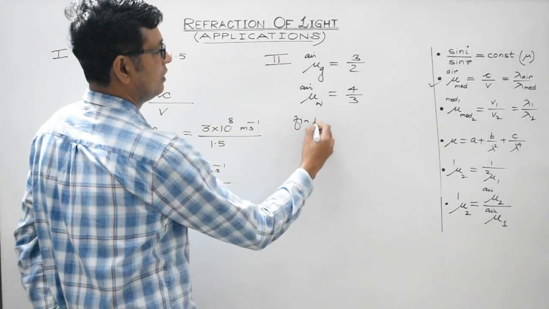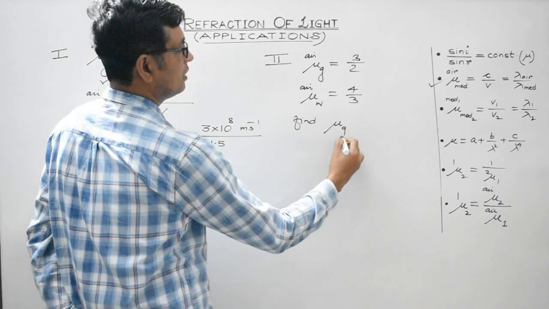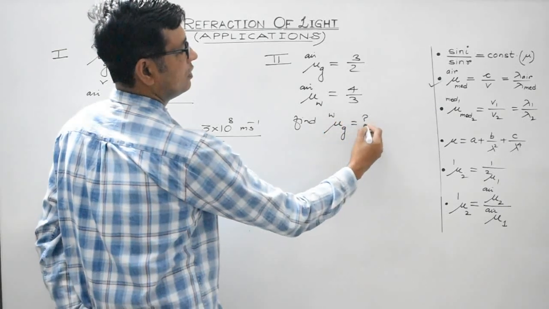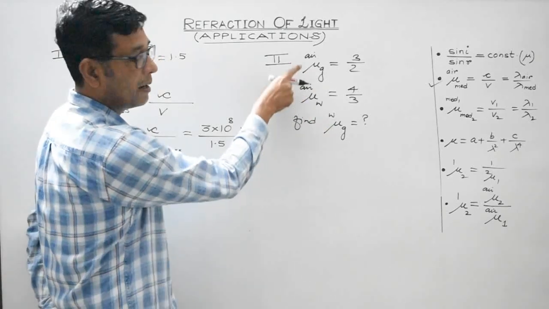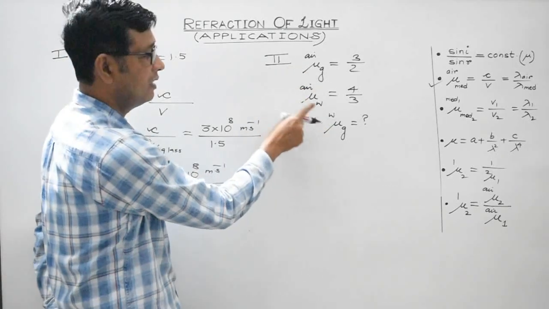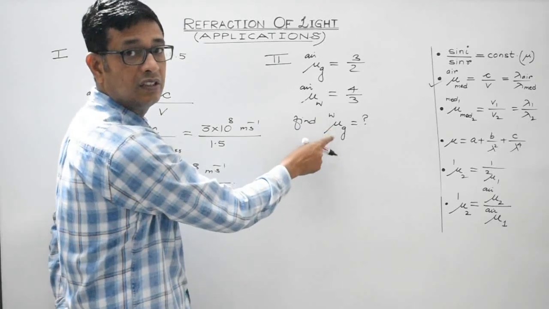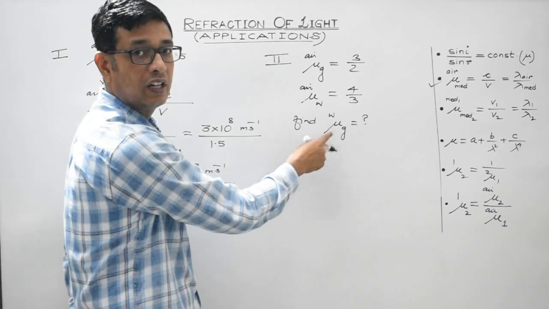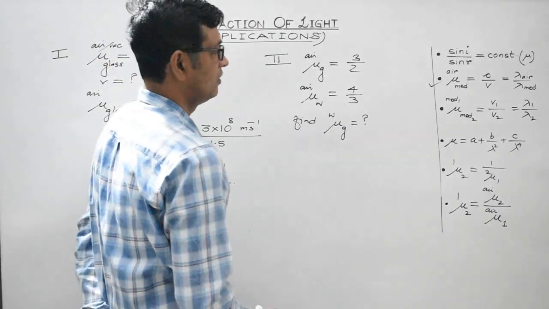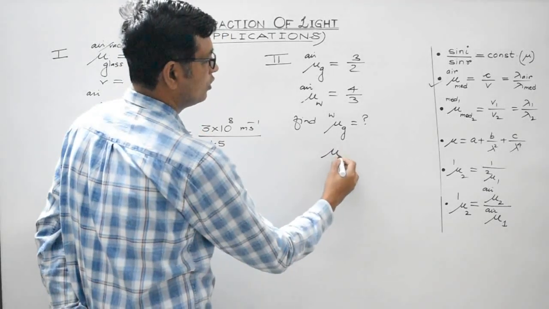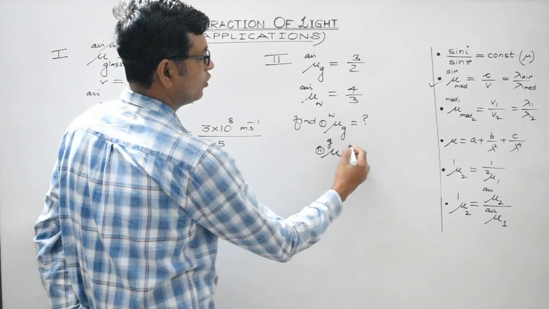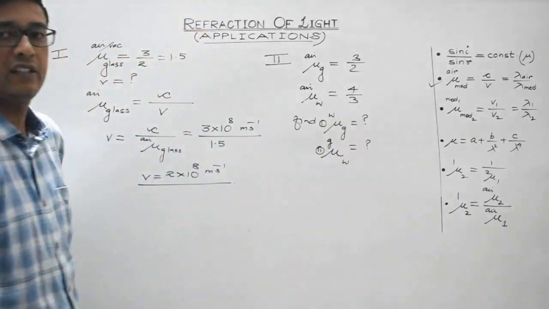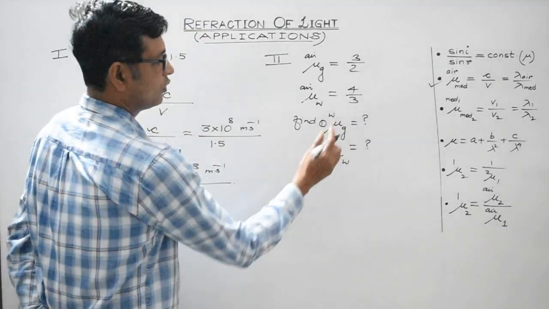Find the refractive index of glass with respect to water. This is the relative refractive index. These are the absolute refractive indices, and I have asked you to determine the relative refractive index of glass with respect to water. Right? And also, this is the first part, and second is water with respect to glass. Right? Let's do it. So let's find this one.